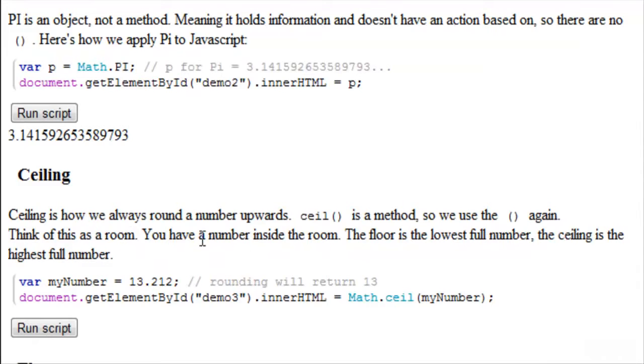Then we have ceiling. Ceiling is how we always round a number upwards. Ceil is a method, so we use the parentheses again. And you can think of this as a room. You have a number inside the room. The floor is the lowest full number. The ceiling is the highest full number. So variable my number, 13.212, if we were to round this, it would be rounded down to 13. But because we're executing the ceil method, it's always going to round the number up to the next full number. So this gives us 14.